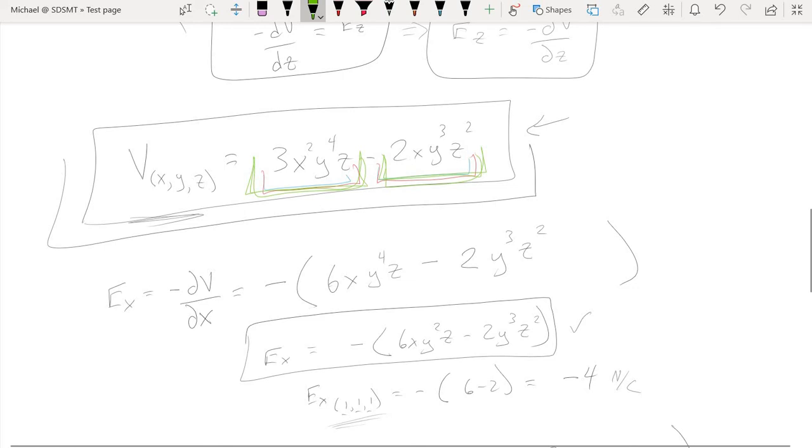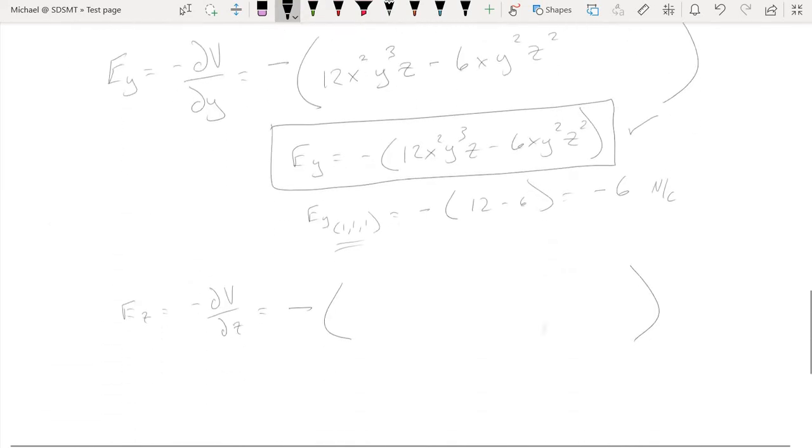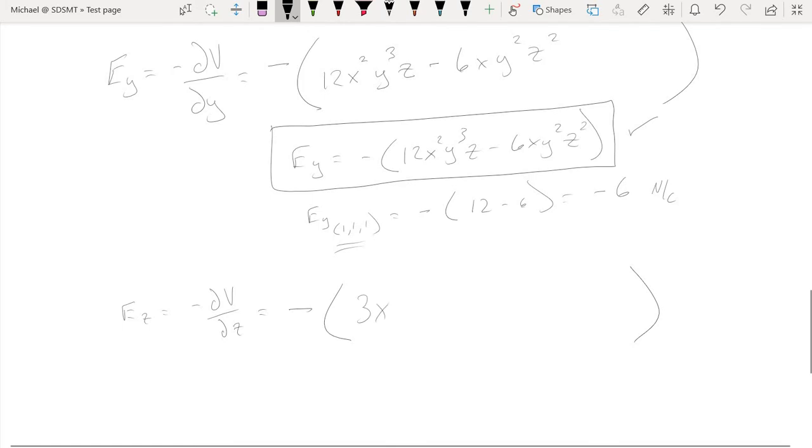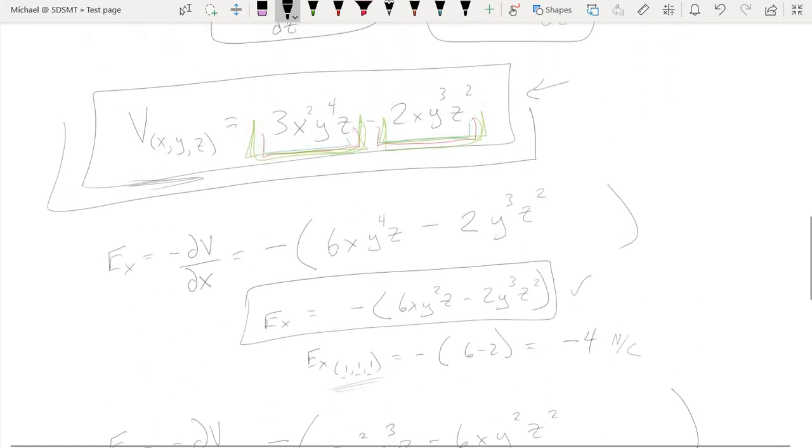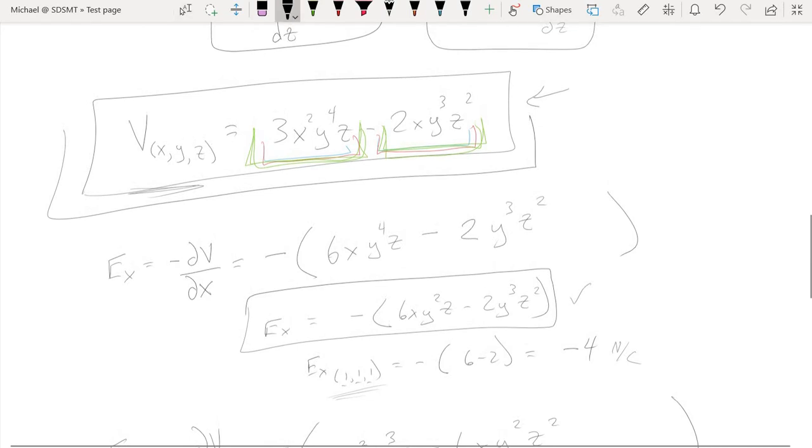For that first term, we should just get 3x squared y to the fourth because we have a z to the first power. So 3x squared y to the fourth. And then the second term, we have the negative 2xy cubed z squared. So that's going to bring the 2 down. We should end up with a 4xy cubed z.